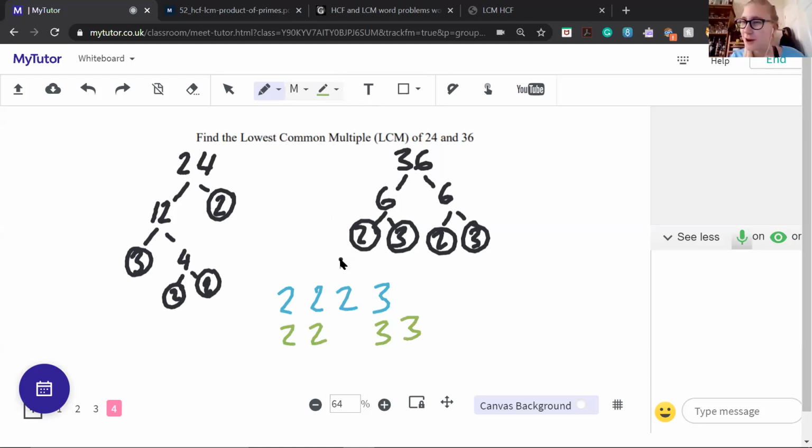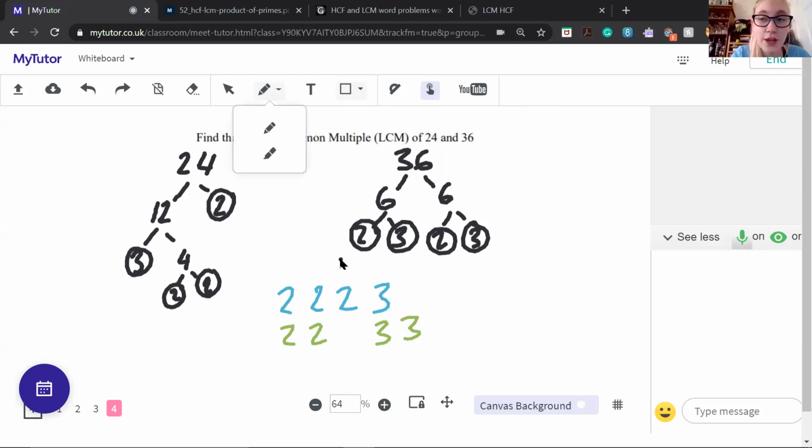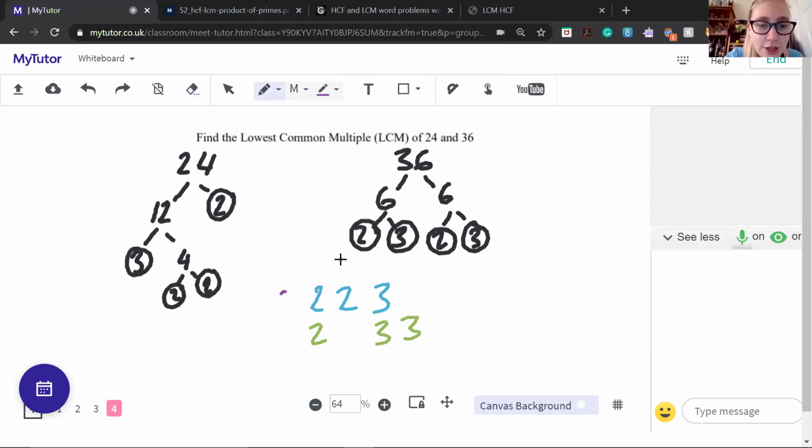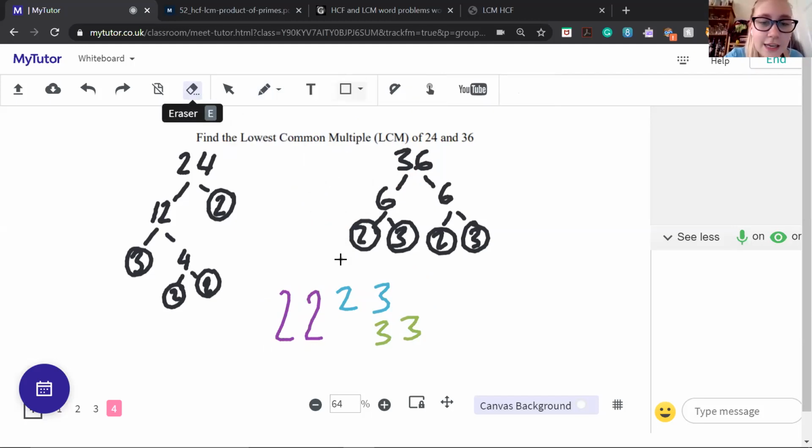Now, I'm going to write this in a bit of a different way, actually. What I'm saying is that any multiple of 36 is 2 times 2 times 3 times 3 times something. And 24 has 2 times 2 times 2 times 3 times something. So let's see which ones are common and just share it. So instead of both having a 2 here, let's share the 2. And instead of both having a 2 here, let's share it. And instead of both having a 3 here, let's share it.